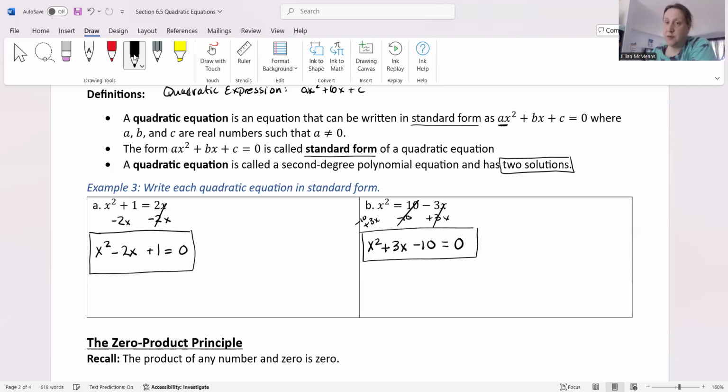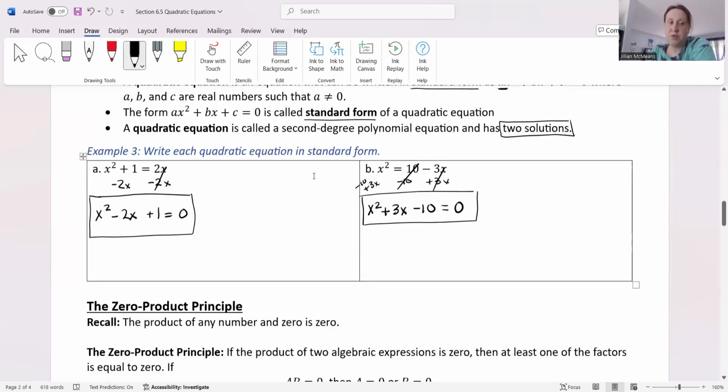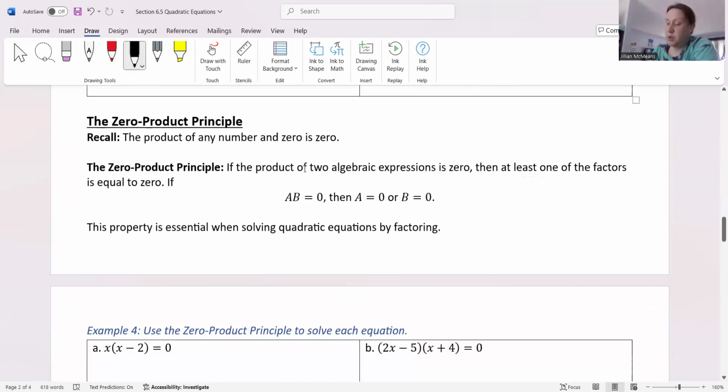Okay, again, for us at this level in our algebra, we need to just make the squared term positive. So keep it positive even if it takes a little more work, okay? Now that finally leads us to the zero product principle. Again, depending on the book, it could be the zero product property. I will generally call it the zero product property. Just know it's the same thing, okay?